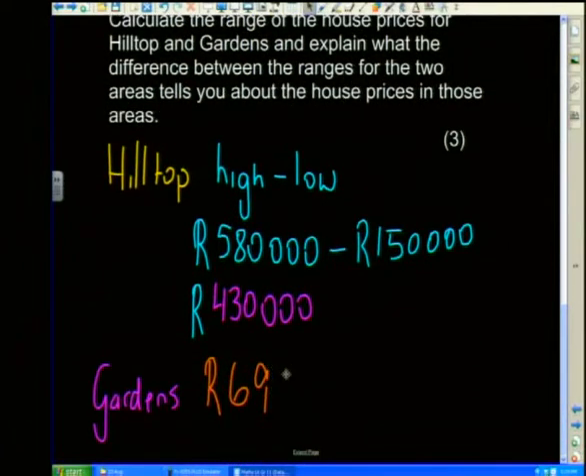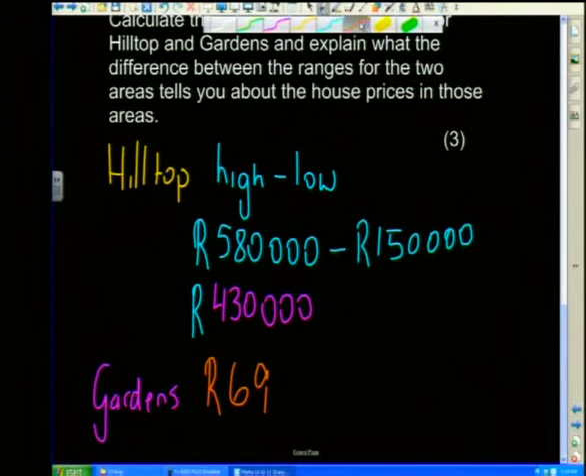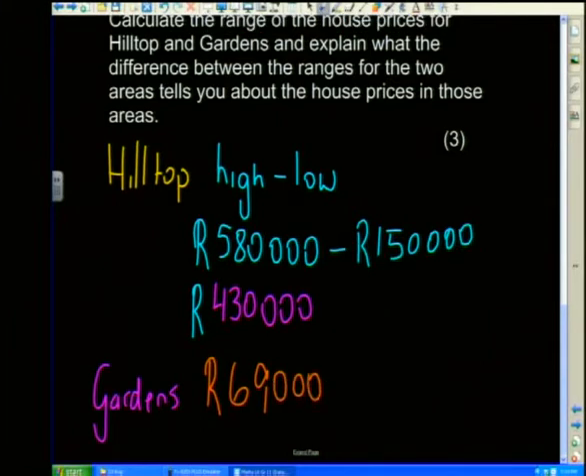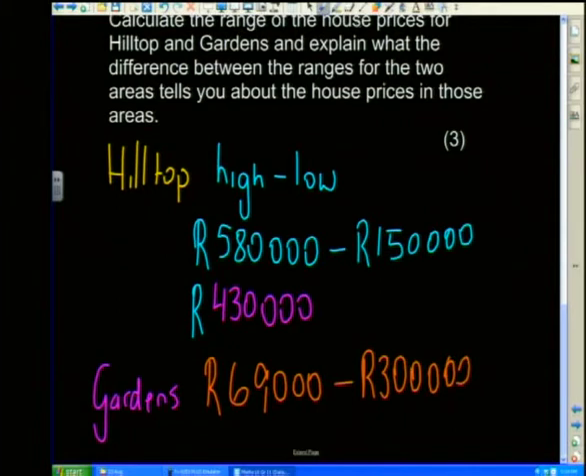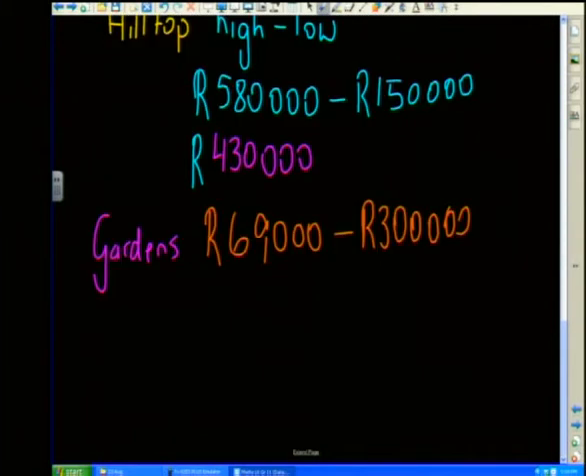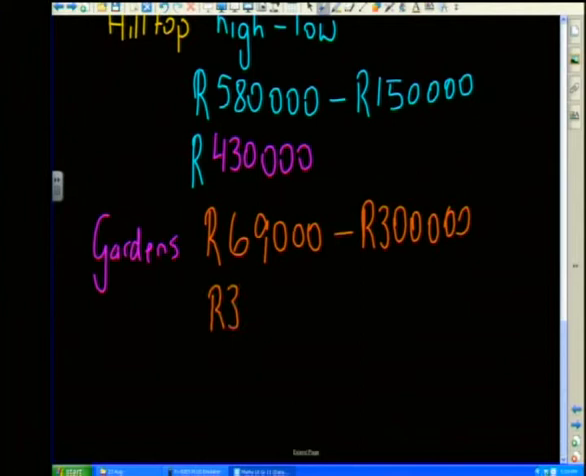Okay, so the highest is 690,000. And the lowest, too many zeros, I think. And the lowest was 300,000. Am I right? 300. Okay, and what's our total here? Our total here is 390,000.